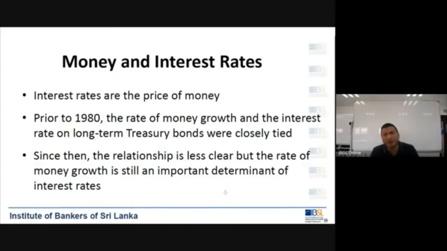And the relationship between money growth and long-term treasury bond yield rates also weakens to some extent. There are other elements that come into play and drive the interest rate structures of these financial instruments. That is to say, the relationship between long-term interest rates of financial assets and money growth becomes less clear-cut. But the rate of money growth is still an important determinant of interest rates. There is no argument that it remains one of the most important determinants, because if you expect money growth to be higher, interest rates are somehow reflective of this development.